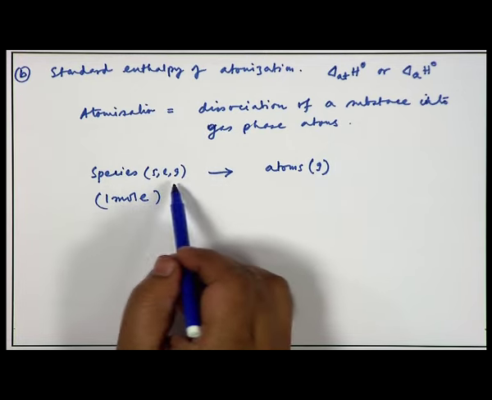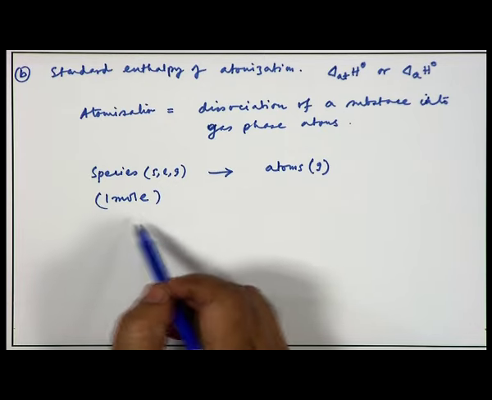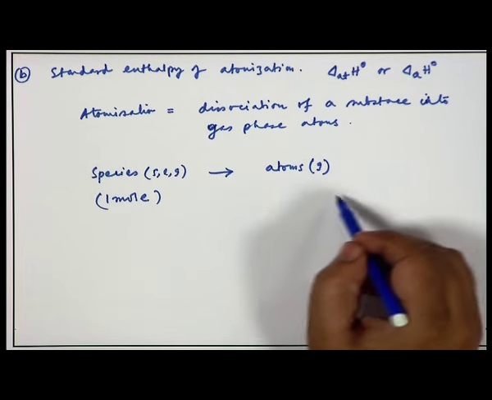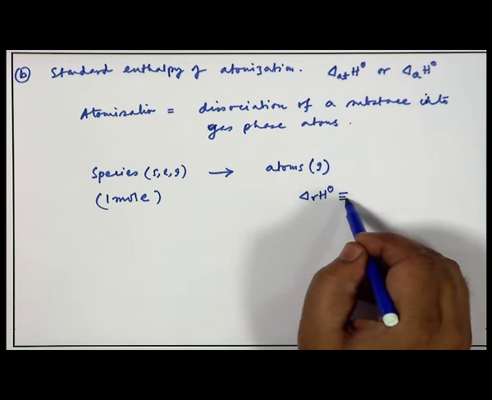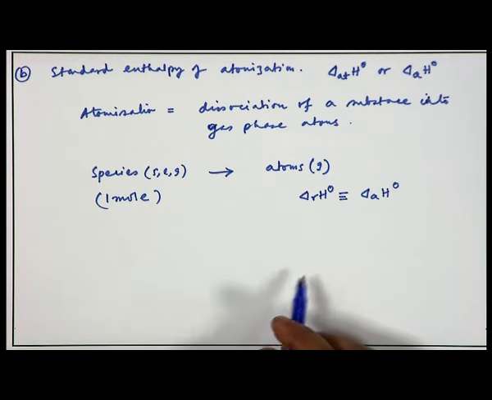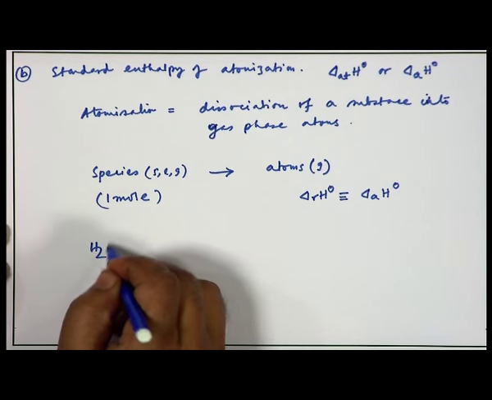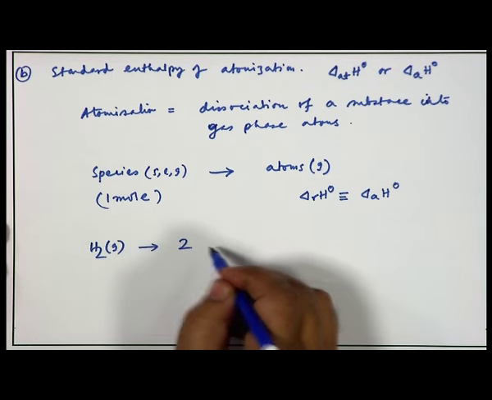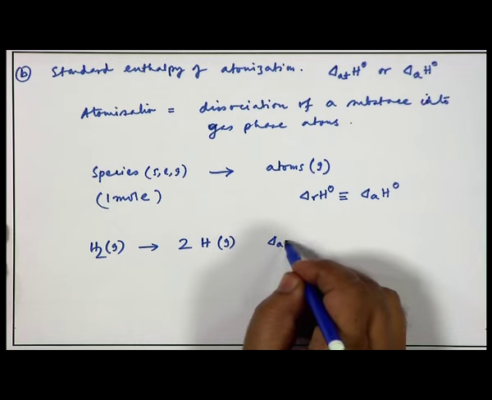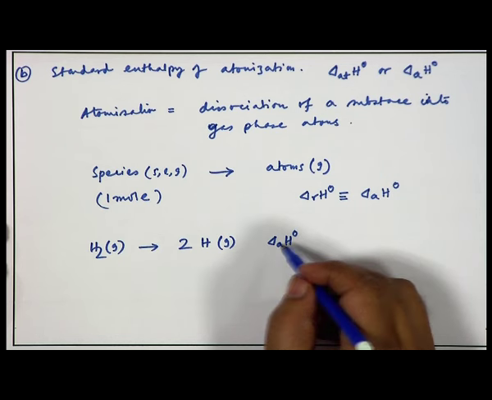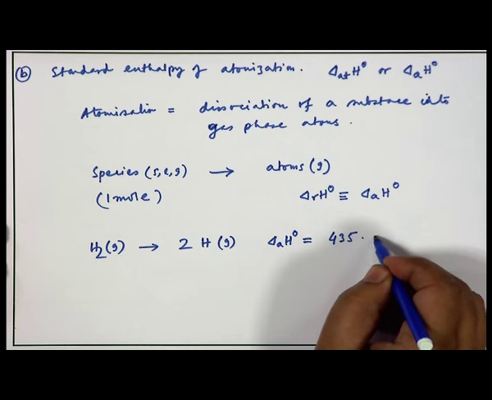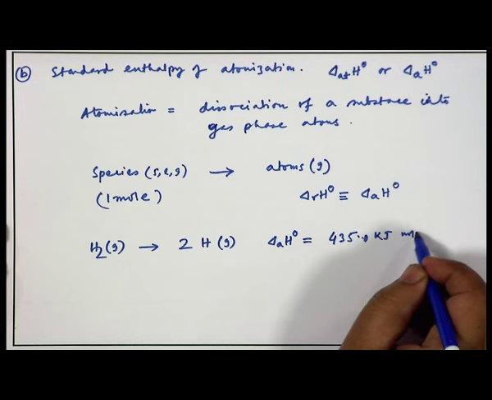Again, I am not writing repeatedly, this is in their standard states at a particular temperature T, and the energy change for this particular process is known as the standard heat of atomization or standard enthalpy of atomization. Example, if I take hydrogen gas to atoms in gas phase, the corresponding heat of reaction for this process is the heat of atomization of hydrogen gas at this temperature, 435 kJ/mol.